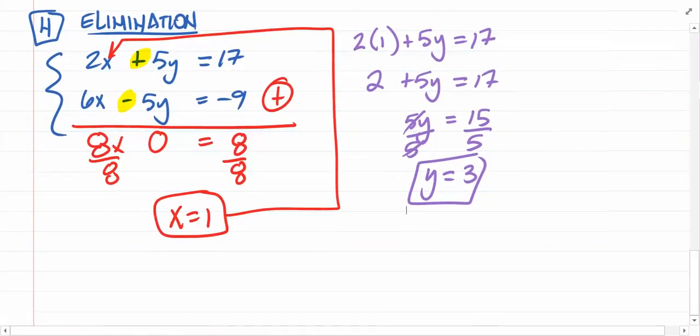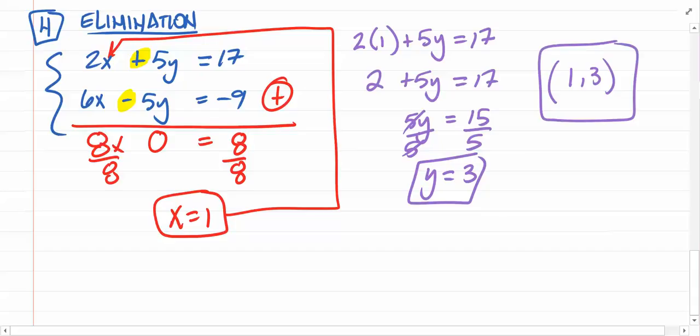What type of a system is that? How do we classify that? That would be consistent, independent system. Very good. Okay, this will be our last example.